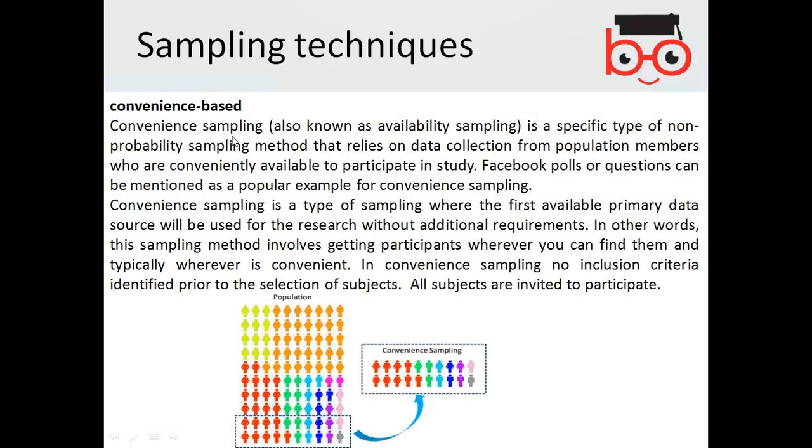Convenience-based techniques. Convenience sampling, also known as availability sampling, is a specific type of non-probability sampling method that relies on data collection from population members who are conveniently available to participate in a study. For example, instead of going door to door or to offices or other places, you might start with Facebook polls or questions, which can be mentioned as a popular example of convenience sampling. So that is also convenience-based sampling.